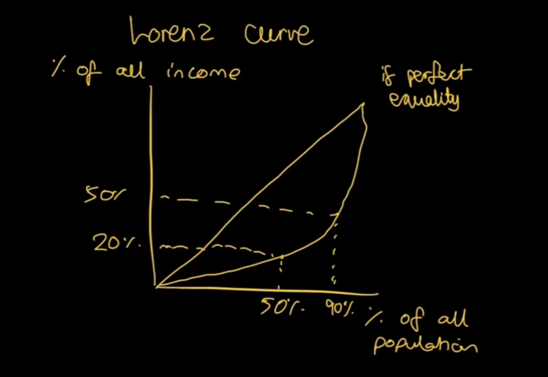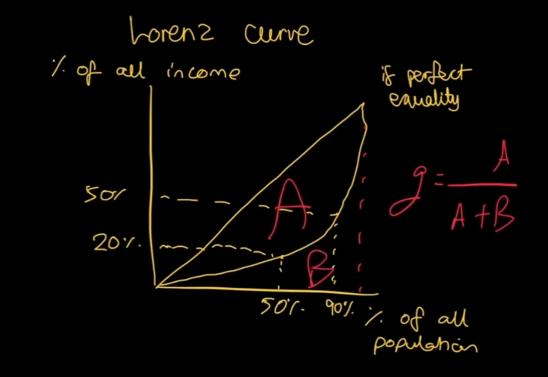So then the formula is just: we call this area A, and we complete the triangle, area B. So the Gini coefficient is A over A plus B. But if you forget that, just remember, the narrower it is, the closer to perfect equality you are. So 0 means you're perfectly equal. 1 means you're perfectly unequal.